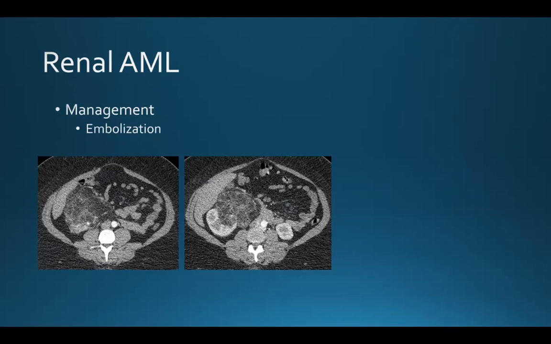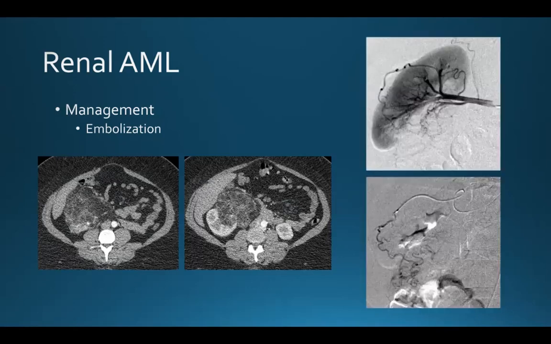And I'd like to show you 2 examples of that. This is a patient with a large right-sided AML. Initially, when we went to embolize this patient, we appreciated that a capsular vessel was helping to supply the tumor, and we were able to embolize that in addition to some of the main renal artery branches.